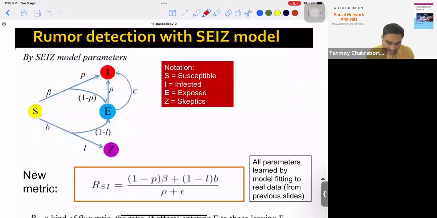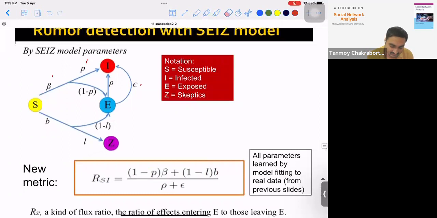All right. So in this rumor detection, rumor propagation model, we have seen that there are 4 states: S, I, E, and Z, right? And these are different probabilities, different probabilities based on which the population moves from one state to another state, right? So in this particular research, the authors proposed something called the flux ratio.